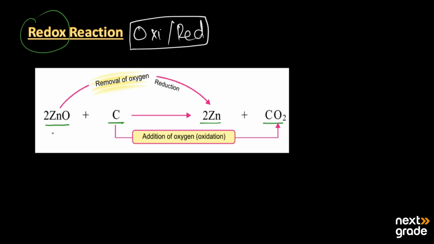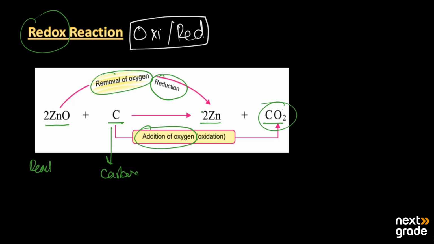On the reactant side we have zinc oxide, but on the product side it has no oxygen. So the removal of oxygen takes place, and when there is a loss of oxygen, this is known as the reduction process. On the reactant side we also have carbon, but after the reaction there is the addition of oxygen and it produces carbon dioxide. So this process is known as oxidation, and overall this process is known as a redox reaction.